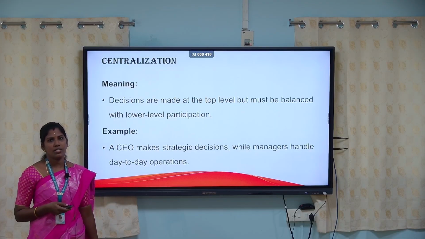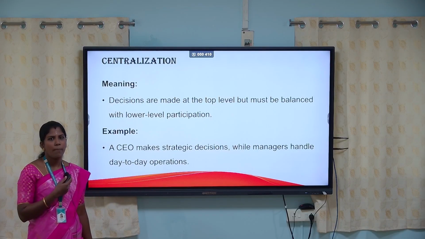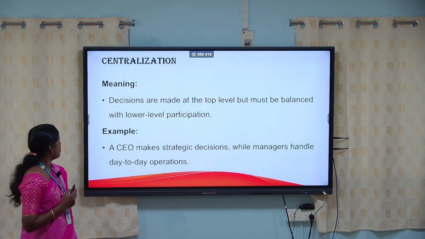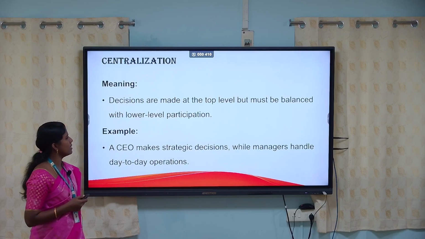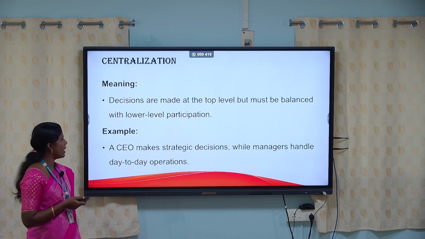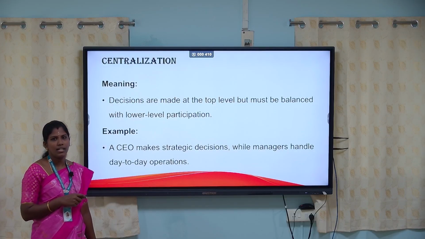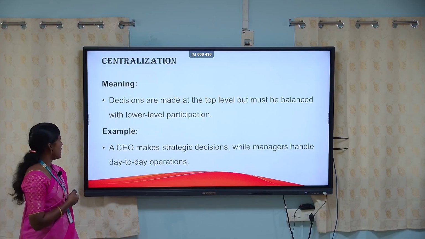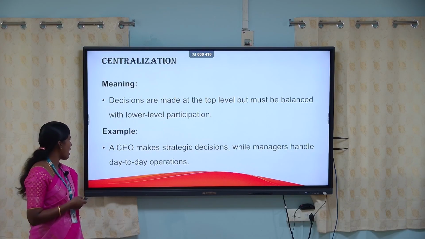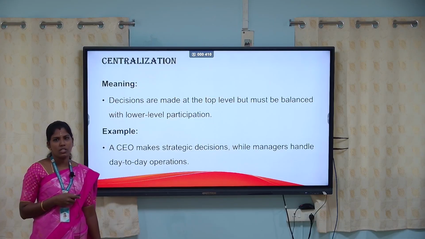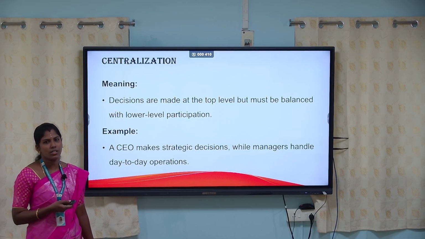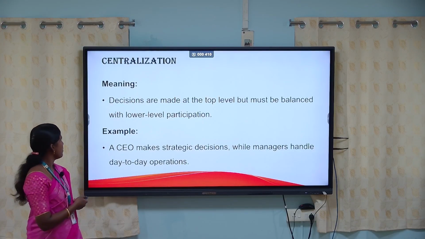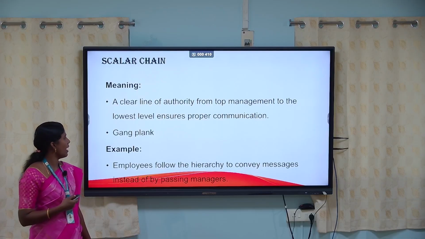The meaning of centralization is that information is given from the top level to the bottom level. Okay, that is, superior to subordinate. Then the meaning of centralization: decisions are made at the top level but must be balanced with lower level participation. The participation is at the subordinate level, but the information is given from the superior level. Example, a CEO makes strategic decisions while managers handle day-to-day operations. In this case, the CEO, chief executive officer, takes decisions, but the subordinate managers handle the day-to-day operations. The next slide is scalar chain.